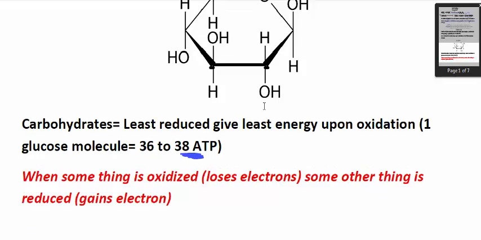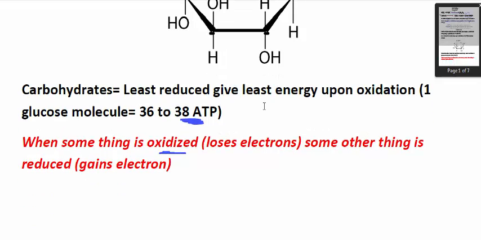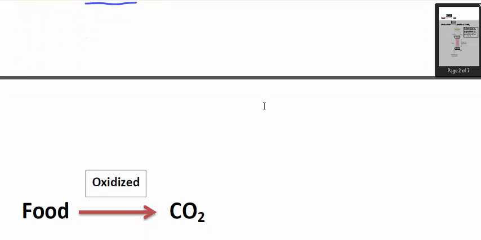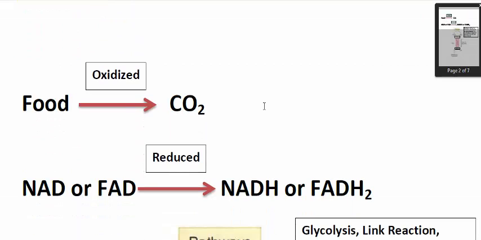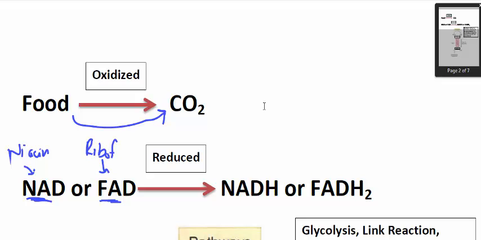And as I told earlier, if something is oxidized, meaning it loses electrons, then something else is reduced and gains electrons. Why is this important? It is important for understanding the whole of energy metabolism. When food is oxidized to carbon dioxide, something else has to be reduced, and that is NAD and FAD, which are coenzymes. NAD is derived from niacin, while FAD is derived from riboflavin. These are water-soluble vitamins. So NAD and FAD are reduced to NADH and FADH2.